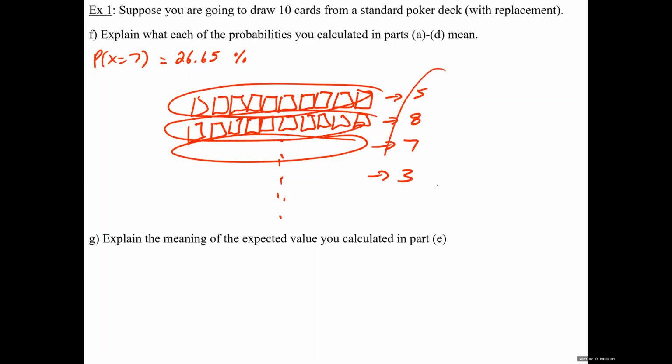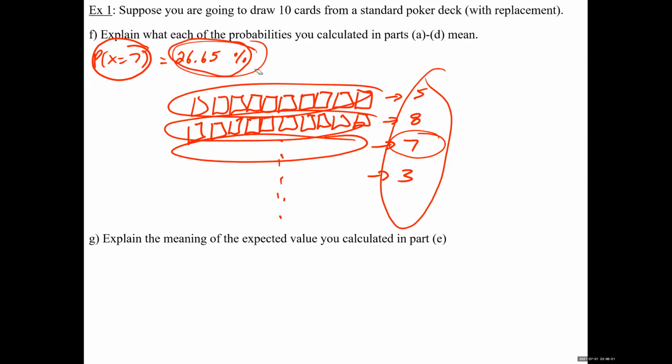And then if you look at these numbers, you're going to get 7 number cards. You're going to get this situation about 26.65% of the time. So the way to explain that is if you draw 10 cards from a deck of cards many times, you'll get exactly 7 number cards. That's what this says. You get exactly 7 number cards about 26.65% of the time. Let me write that one down.